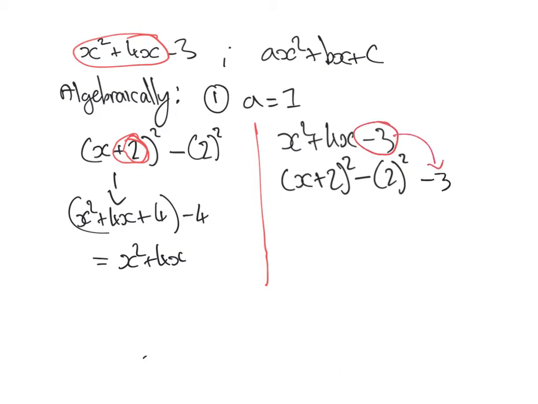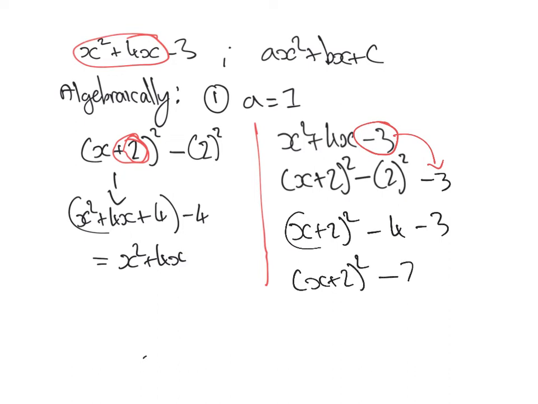So -3. The completed square form of this expression is x plus 2 squared, take away 4, take away the 3, so x plus 2 squared, subtract 7. And that is the completed square form of x squared plus 4x -3. And as you can see, we've done what we wanted. We only have one x value, which means we can do a lot of other things with it.